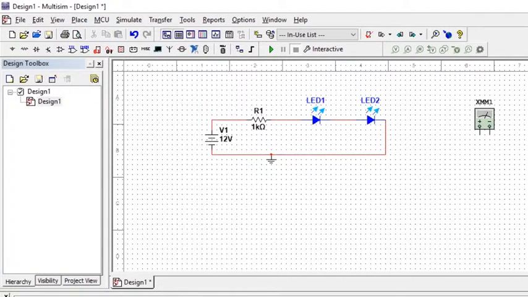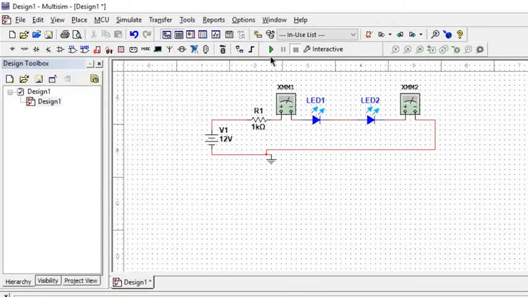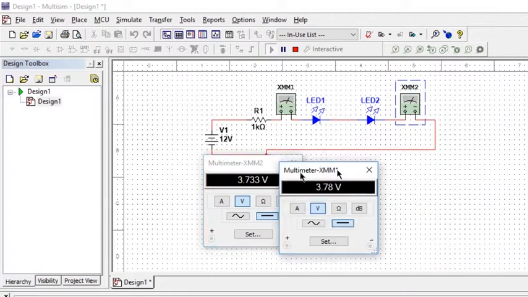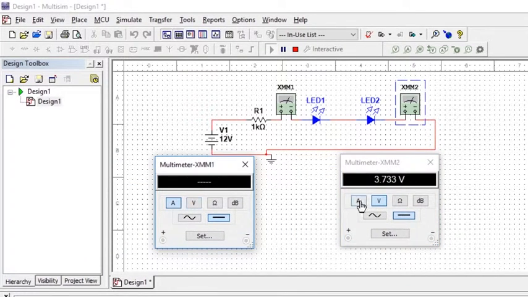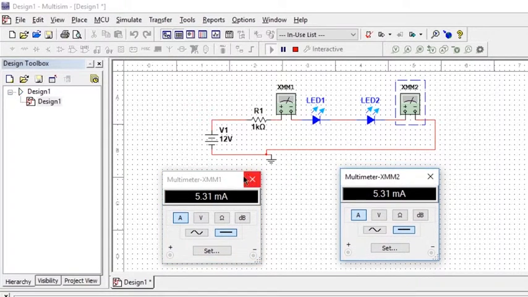Now, we have two LEDs connected in series. Do both of them emit the same amount of light? Let's measure the current through the circuit. Choose an ammeter, or a multimeter set to measure current. Here we go. When we run the simulation, we can see the two LEDs working perfectly.